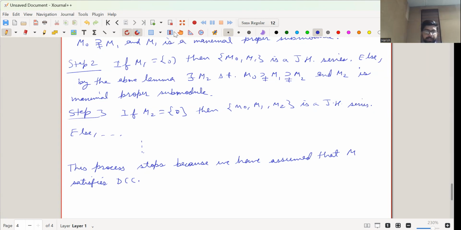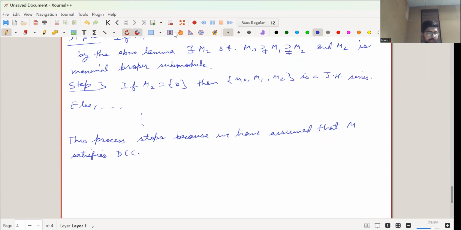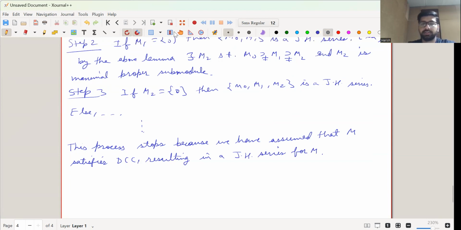And as we are taking the maximal proper submodule at each stage, the process stops because we have assumed that M satisfies DCC, and it will result in a Jordan-Hölder series. That's how you can construct a Jordan-Hölder series, provided the module satisfies ACC and DCC.